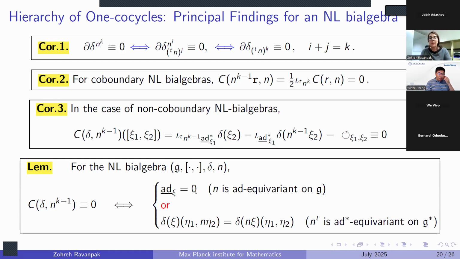In this case, by the definition of equivariance that I mentioned in the beginning, it means that N should be equivariant. So it's a stricter condition that we need to impose in order to have the whole hierarchy. Either the whole term should be 0, and to have it 0, we need to impose this condition. So it's equivalent to this condition, and if you remember, this condition is equivalent to N transpose being Abel-Star equivariant.